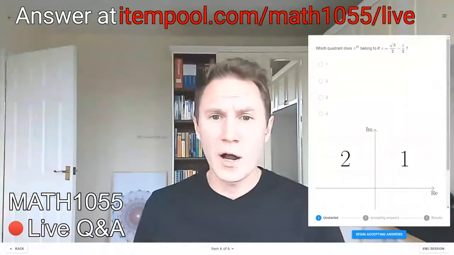So for the first quadrant, we have positive real and imaginary parts. For the second quadrant, we have negative real but positive imaginary parts. The third quadrant, both the real and imaginary parts are negative. And the fourth quadrant, we have positive real parts and negative imaginary parts. Okay, so let me go back. Now you know which quadrant is which. And what I'm asking you to do is figure out which quadrant this number will end up in when you raise it to the 10th power.